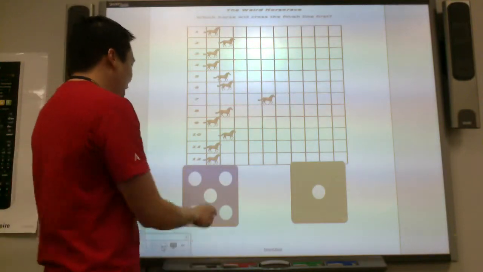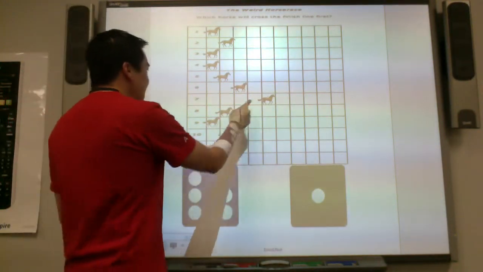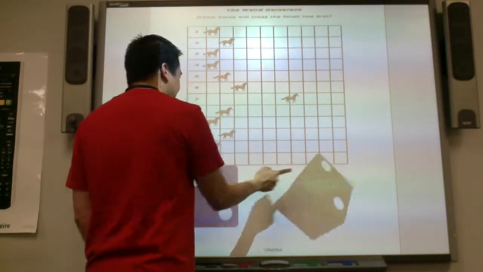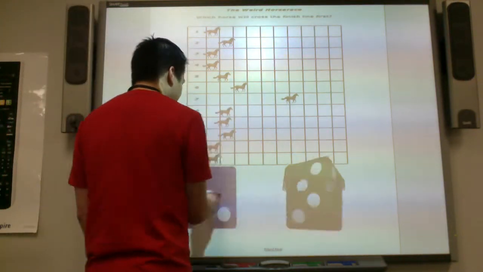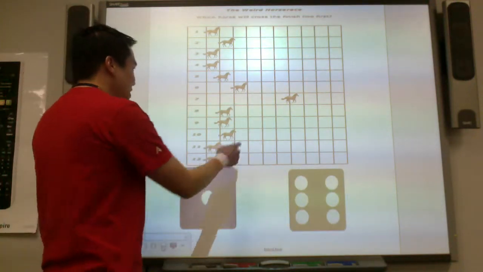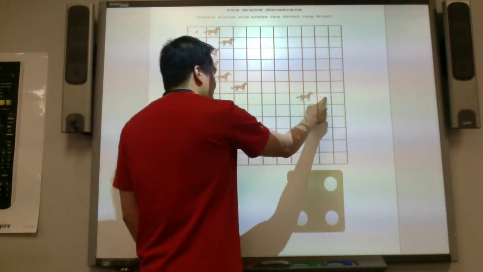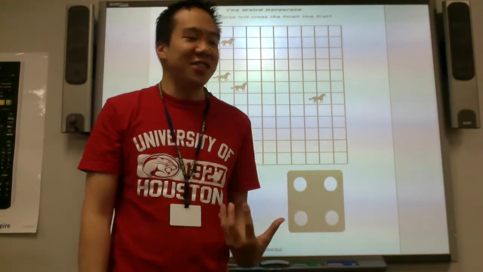I roll 5 and 1, 6. I roll 1 and 6, 7. I roll 3 and 4, 7. I roll 3 and 6, 9. I roll 1 and 6, 7. I roll 3 and 4, 7. Oh, we're going to stop. 7 is by far the fastest horse.